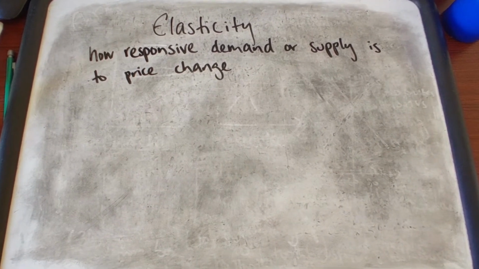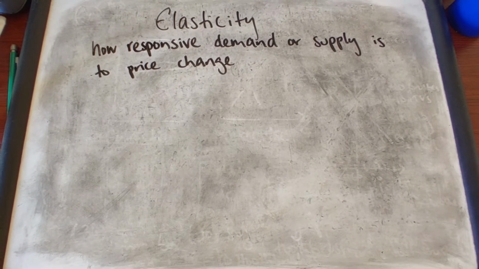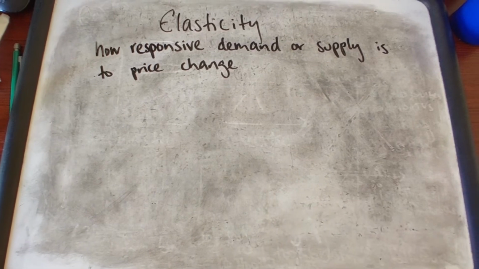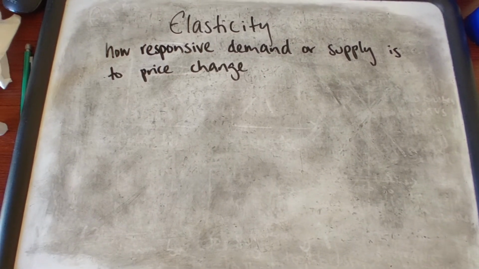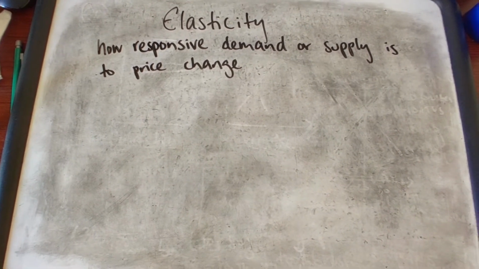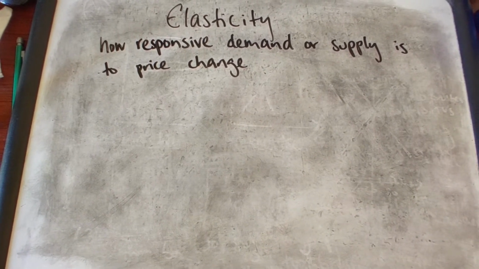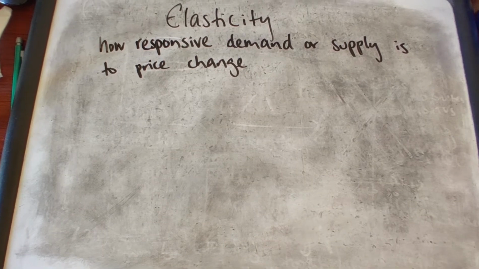Like for example, something might seem inelastic at first, like bread or something like that. So they're trying to see the extent of bread's elasticity. So if you jack up the price of bread a whole lot, then maybe people will stop buying bread, and that's how the demand is being affected by price change.